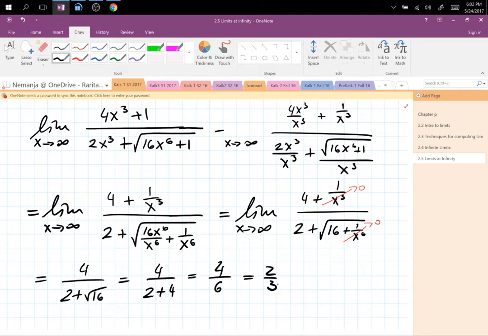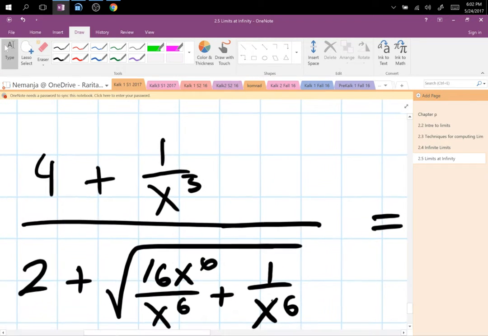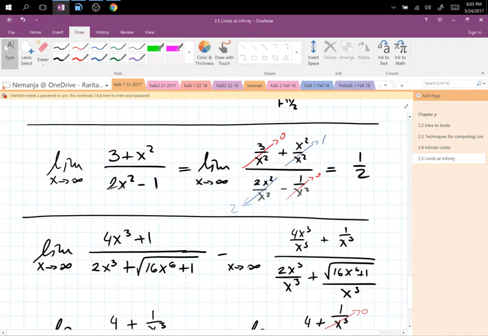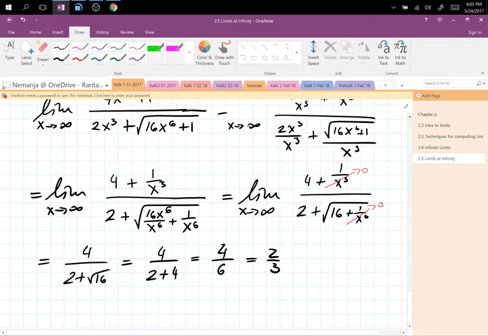Why did that become x to the 10th? 16 x to the 10th over here? Yeah, that's a 6. Oh, okay. All right. Great. That's that.